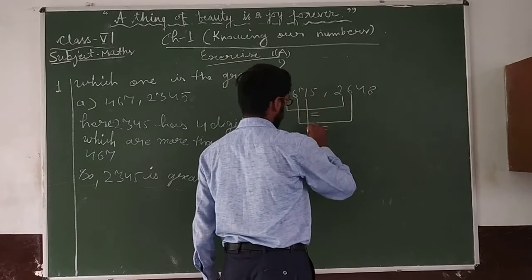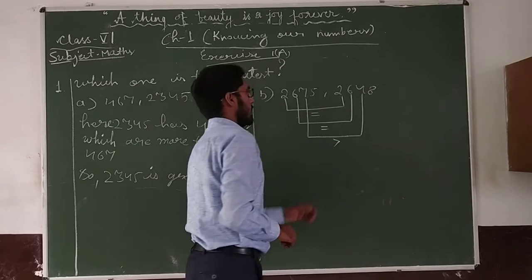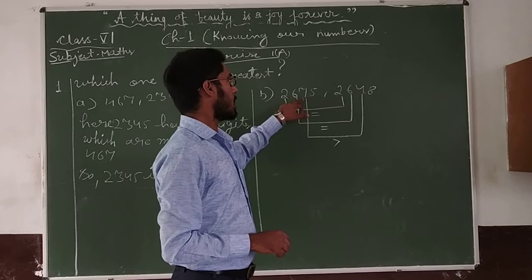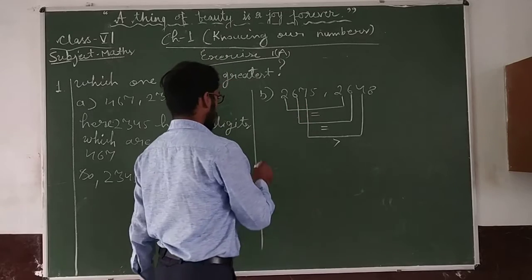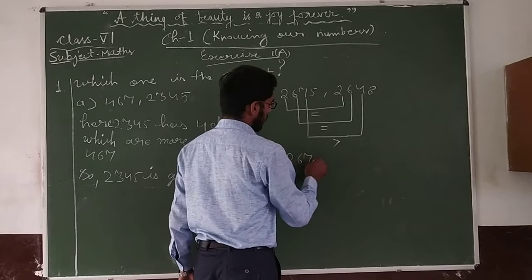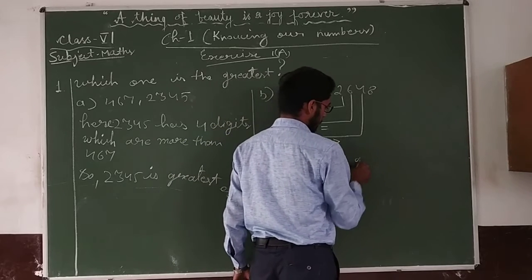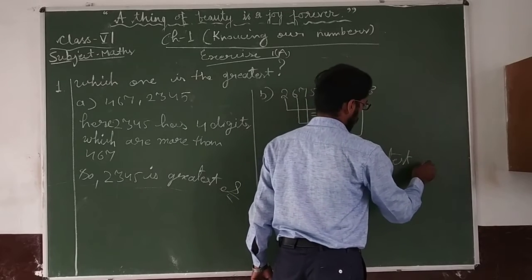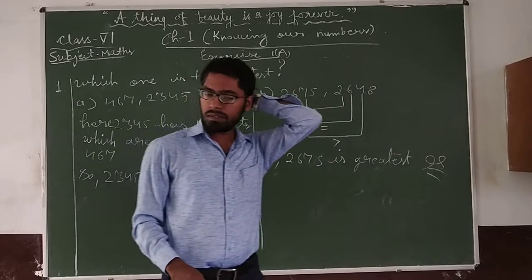And here this number is greater. Here is a 7, here is a 4. It means this one is greater. So 2675 is greatest. That is your answer. Okay. Let us solve the next question.